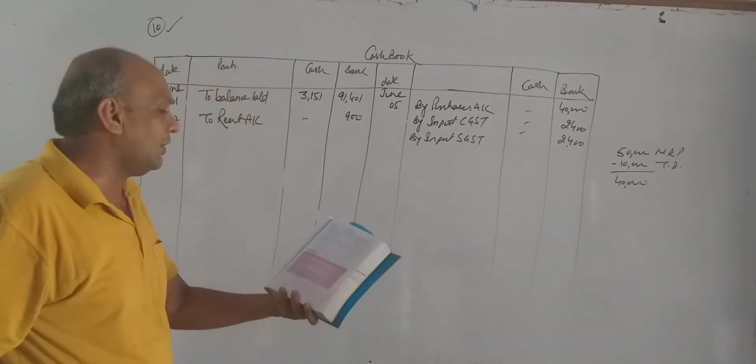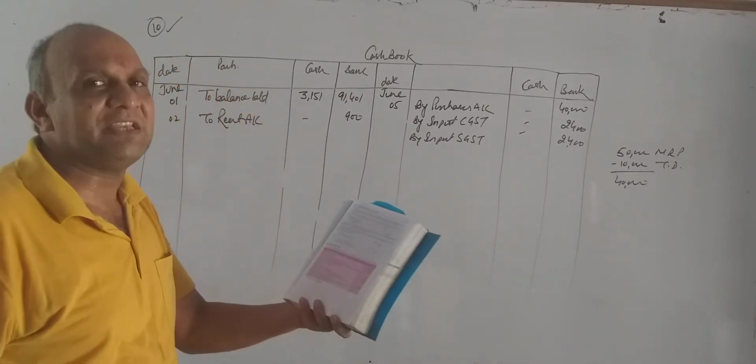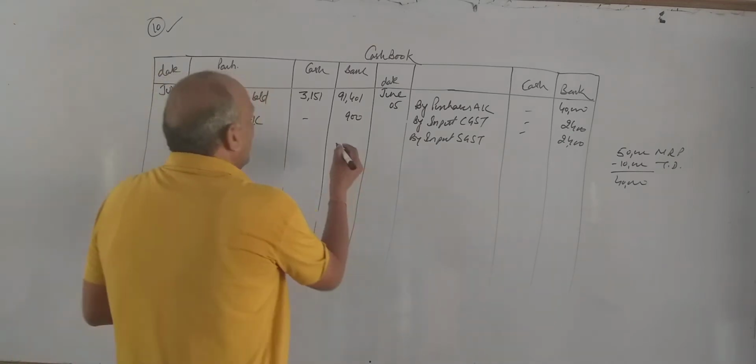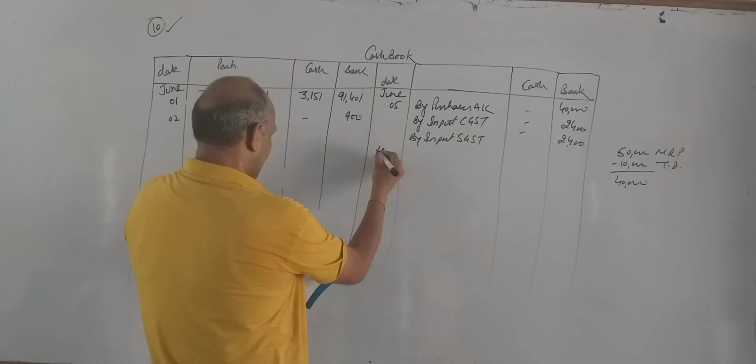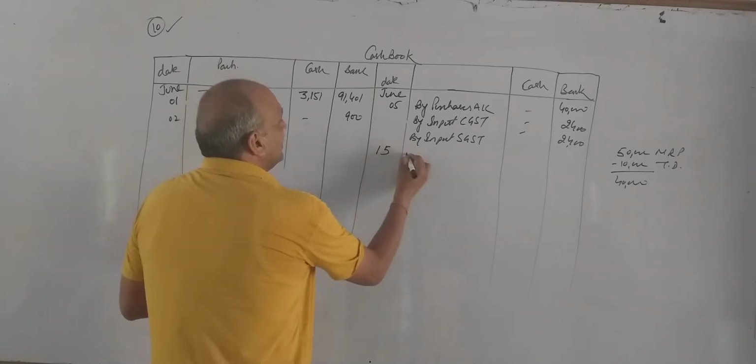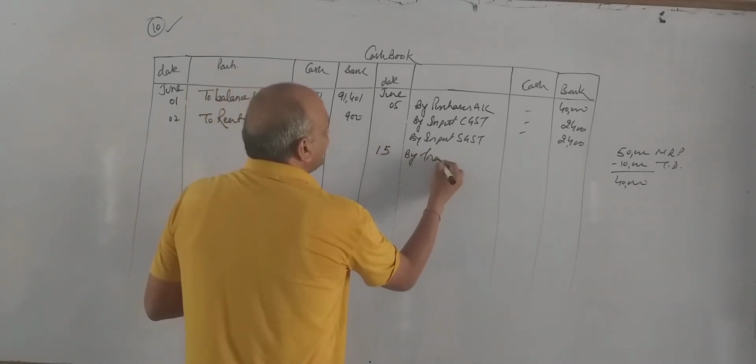Next entry is given on 15 June, paid trade expense. So by trade expense.